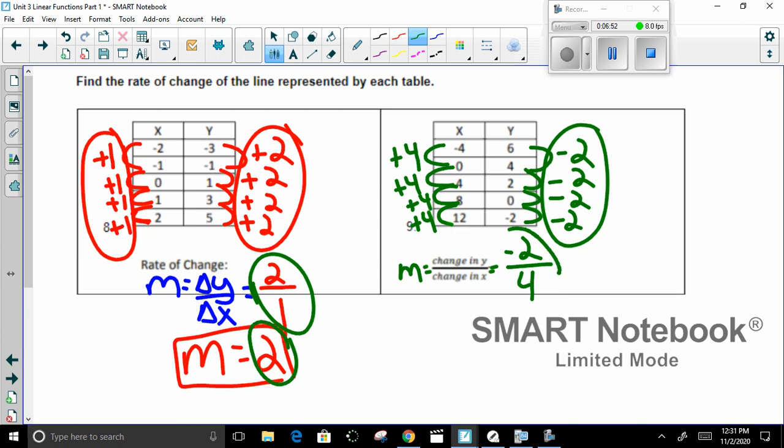This actually can be reduced to -1/2. So my slope is -1/2. Do not change that to a decimal. I use it as a fraction in the simplest form.